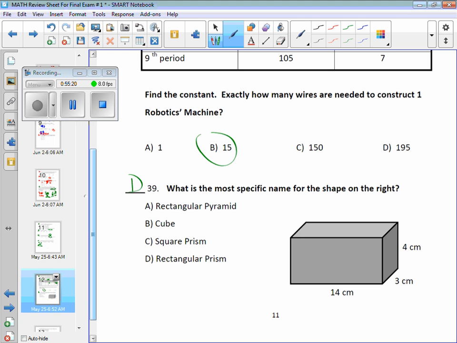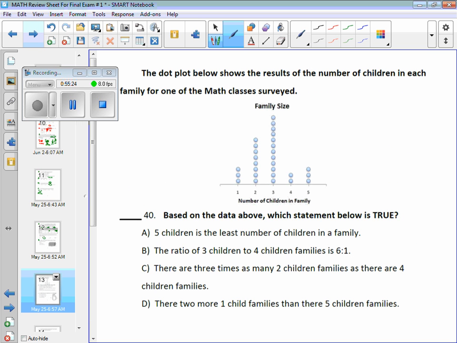39 is D. We just did it. That's your rectangular prism. This is not the same question that appears on yours, okay? The question's a little different, so I'm just going to give it to you. This is your 40 on yours. The correct answer on yours is different from this one. This is Mr. P's copy. We switched this question, but the correct answer is B.